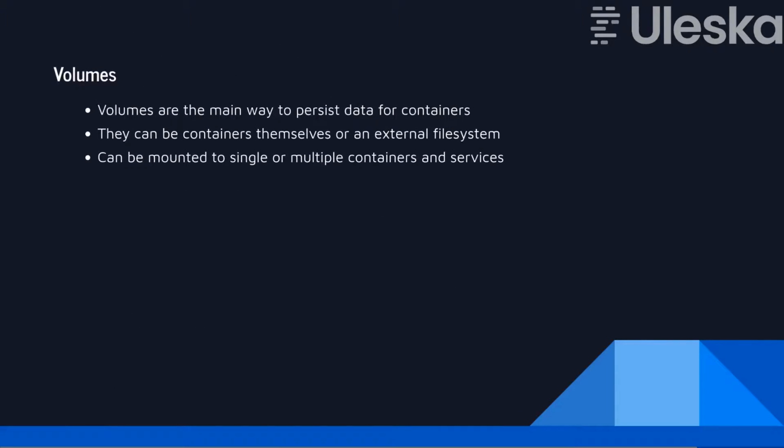Volumes. So volumes are really the main way to persist data for containers and across. They can actually be containers themselves or an external file system, such as a file server that you might have on AWS, Google Compute, or pretty much anywhere else. And they can be mounted to single or multiple containers and even external services. So if you wanted a file system that is shared amongst many containers or simply other services, you could really use that here.